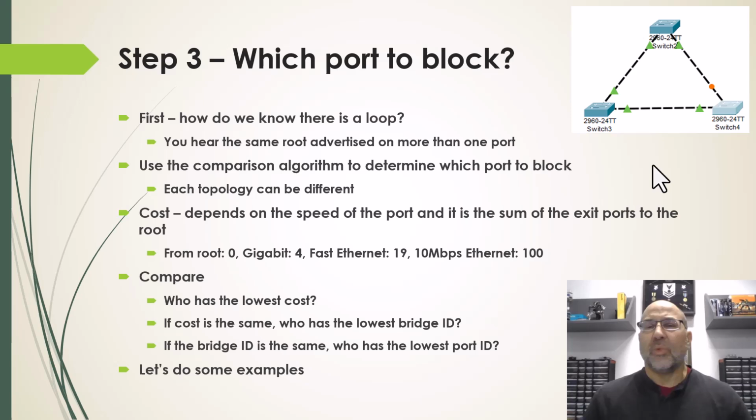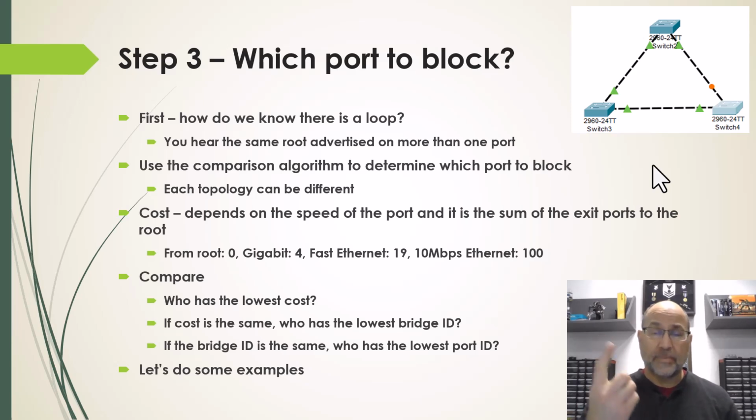Step 3, if we have a loop, which is the other topology we're going to work with, what port do we block? So a good question to start off with is, how do you know that there's a loop? You know that there's a loop because you hear BPDUs advertised, but on different ports. And you go, wait a minute, I heard about that root over there, and then I heard about it again over here. There must be some loop in the topology. So at that point, you have to act on it. And what we're going to do is use the comparison algorithm to compare those 4 fields that I showed you that are in the BPDU, right?